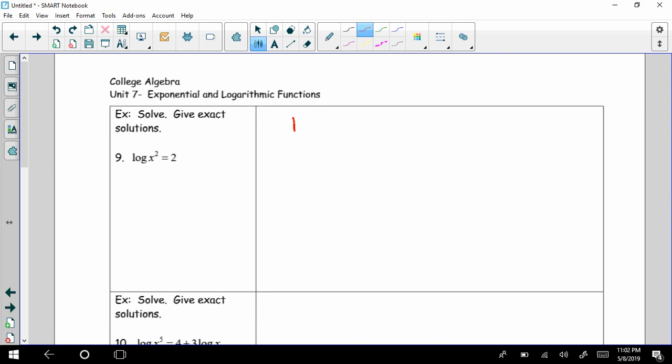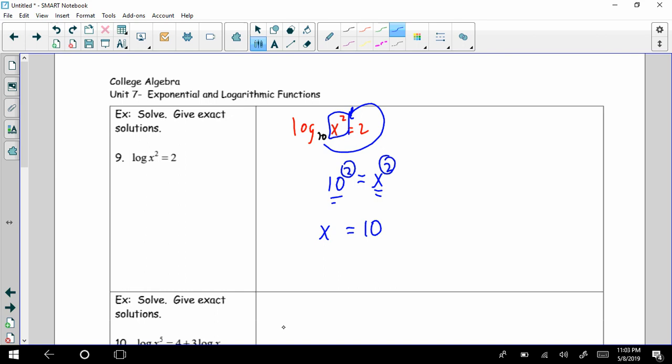Same thing here. This is a log base 10, if that's not there, of x squared is equal to 2. So it's this whole thing, it's not just the 2. 10 squared is equal to x squared. Well, now my exponent's the same, which means my base must be the same. So x must be 10.